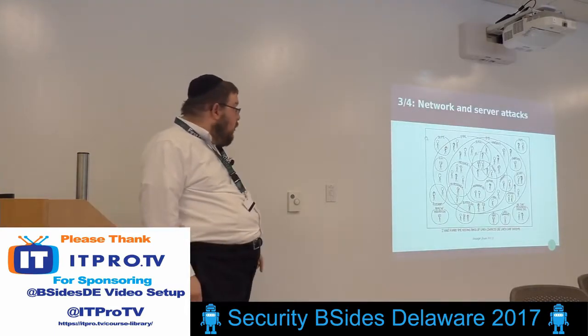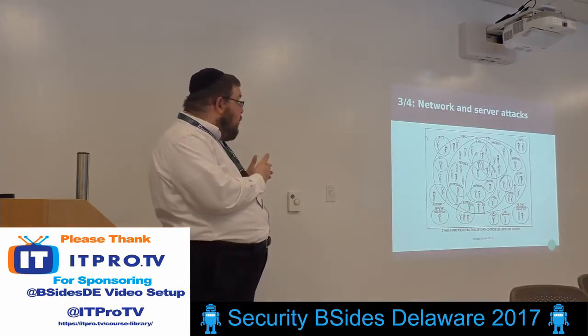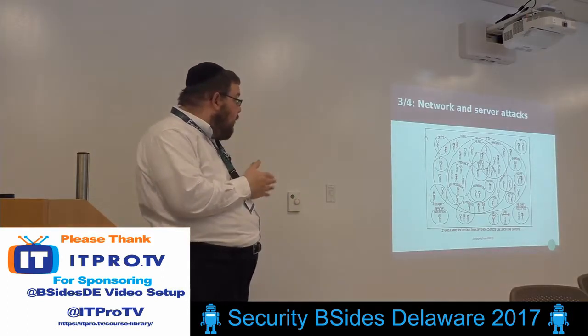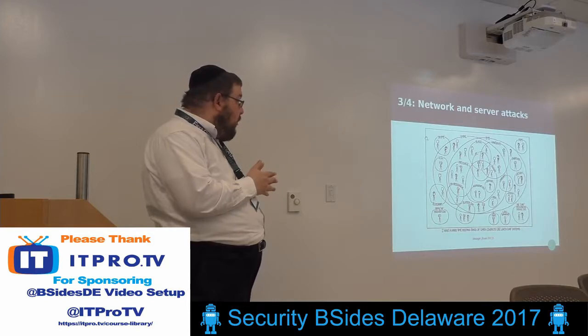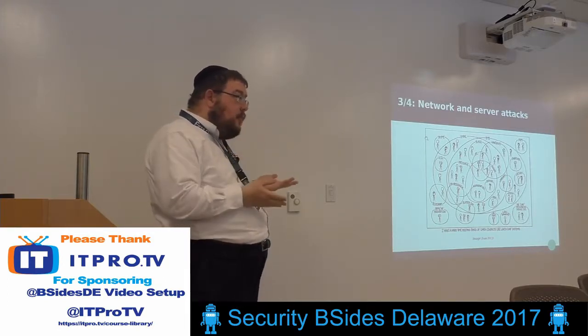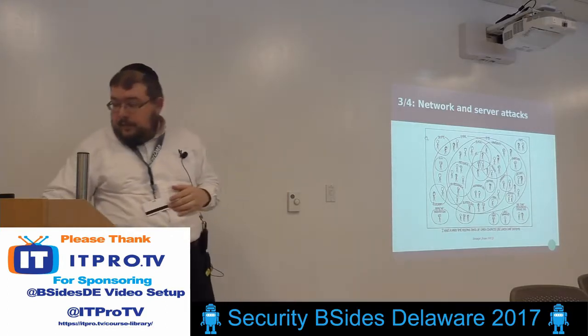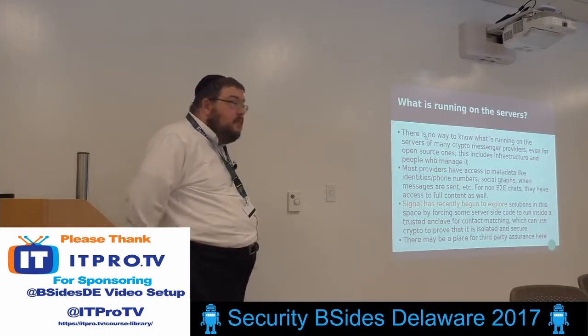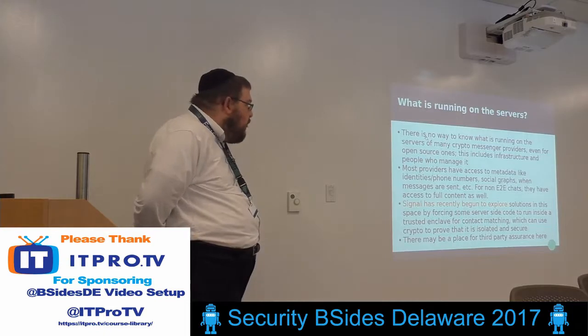hardware. So, the first attack is attacking the user. The second one is attacking the endpoint. Now, how do we attack the network or the server? End-to-end encryption: once the message leaves the device, you shouldn't be able to see it. Do you know what's running on the server? You have no idea what's running there.